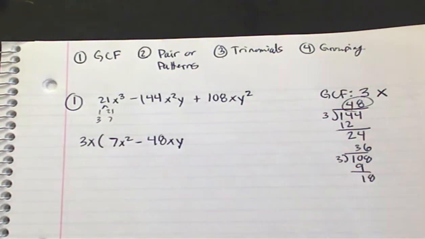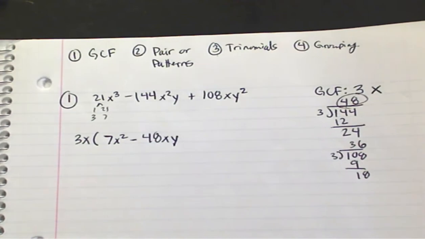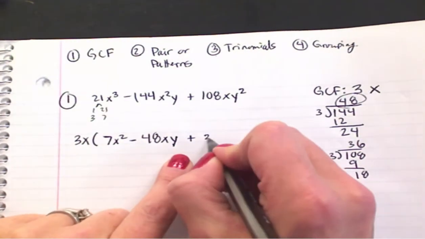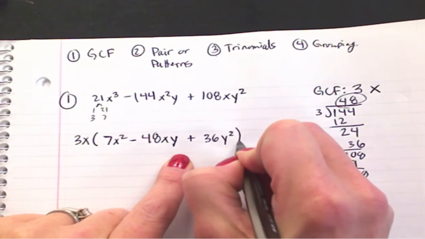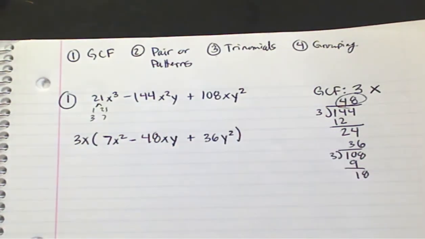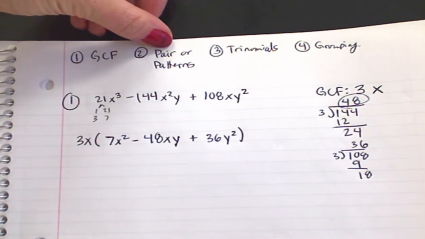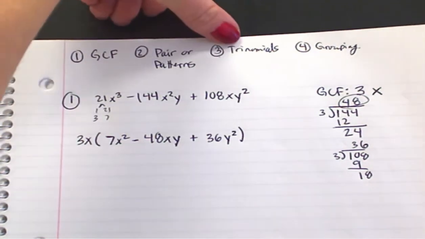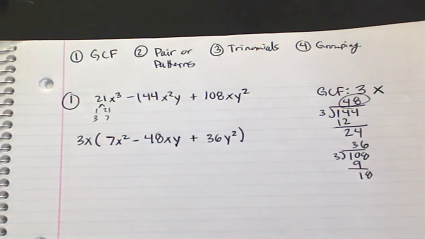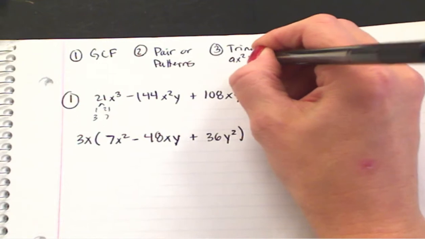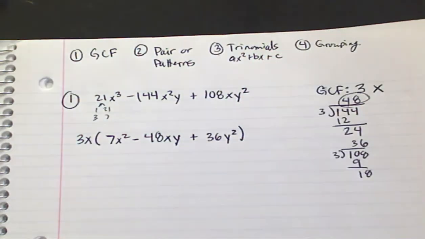When you are showing me your work, you don't have to show me the arithmetic. If you can divide in your head or count multiples, that's fine. Okay, plus second on my list, pairs. Do I have a pair of terms? No, so skip it. Do you have a trinomial? 1, 2, 3, yes. Trinomials are anything that's in that, we'll call it typical quadratic format.